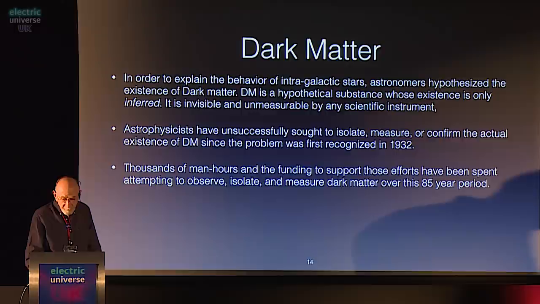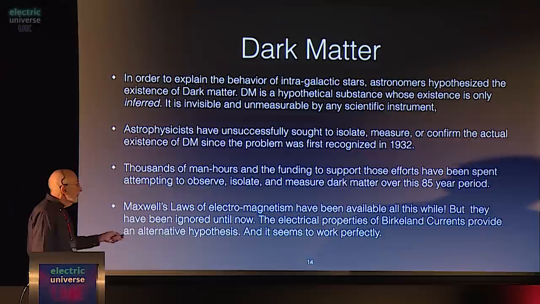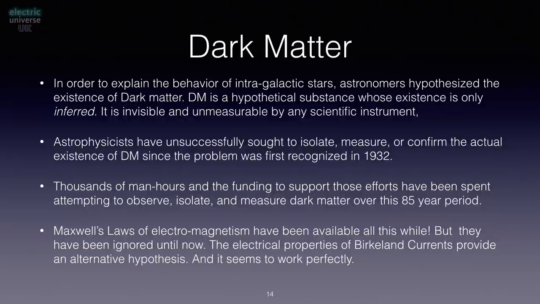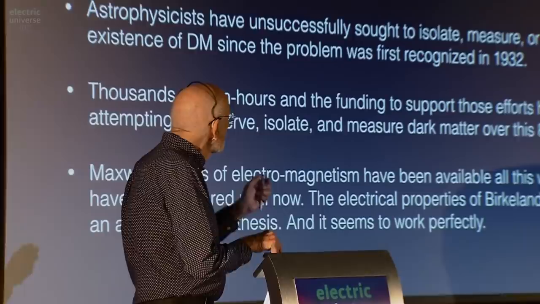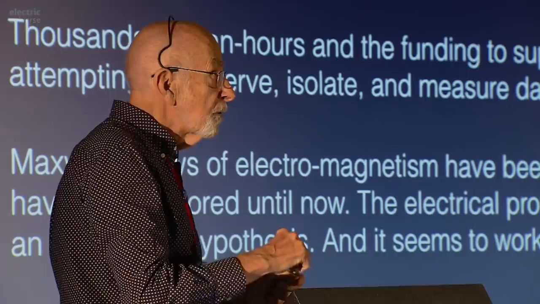Maxwell's laws of electromagnetism have been available for all this while, but they've been ignored. And the electrical properties of Birkeland currents provide an alternative hypothesis, and it seems to work okay. Let me show you how. Remember, the Birkeland current twists proportional to 1 over the square root of r, and the star's velocity profile is not 1 over the square root of r, it's the square root of r.